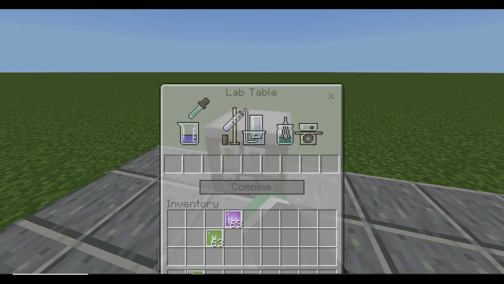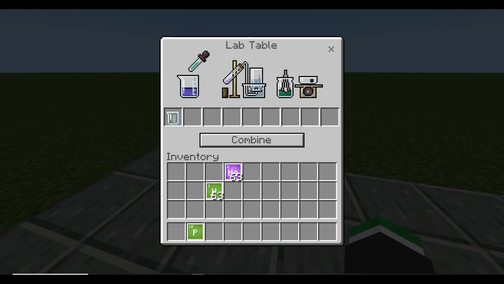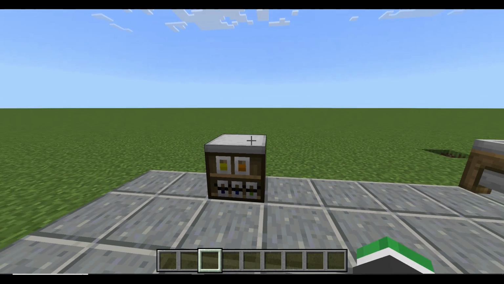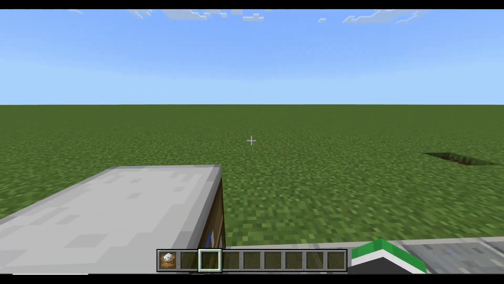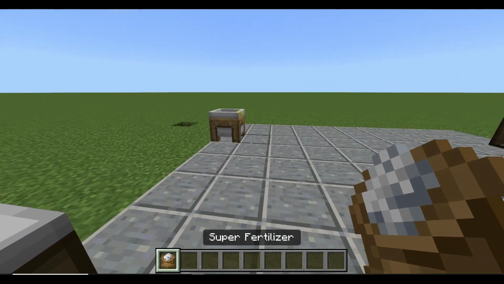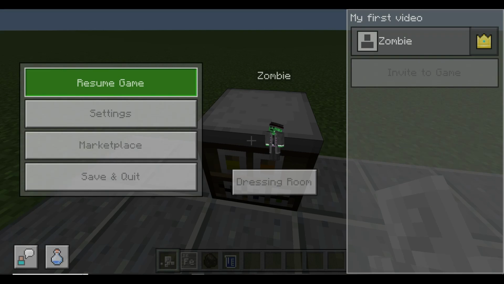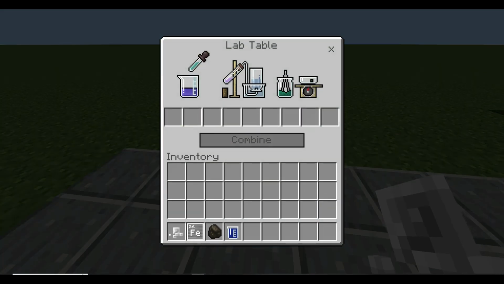It used to be rubbish. So if we put 1 ammonia and 1 phosphorus, we get super fertilizer. I'll show you how to use this later in the video. Also, we have these animations.